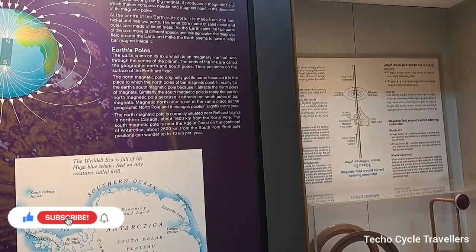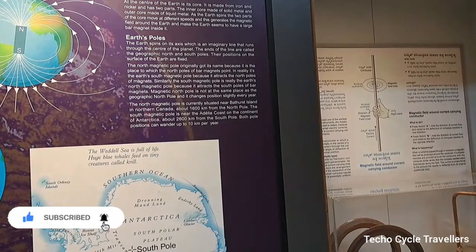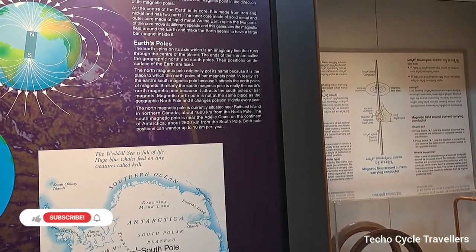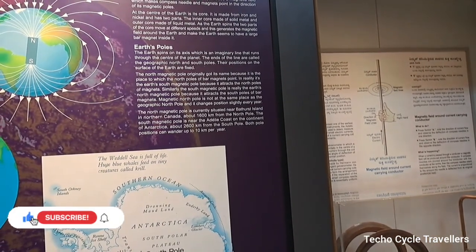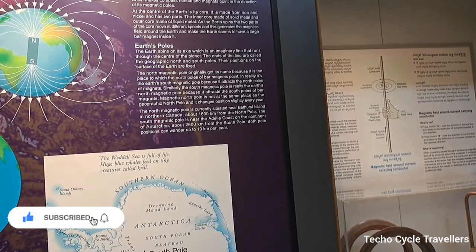Earth's poles. The Earth spins on its axis, which is an imaginary line that runs through the center of the planet. The ends of the line are called the geographic north and south poles. Their positions on the surface of the Earth are fixed.